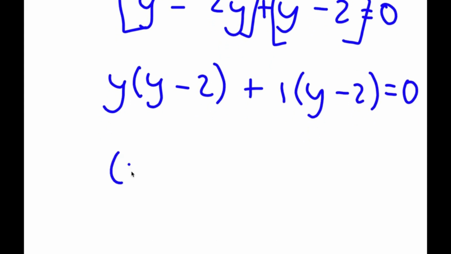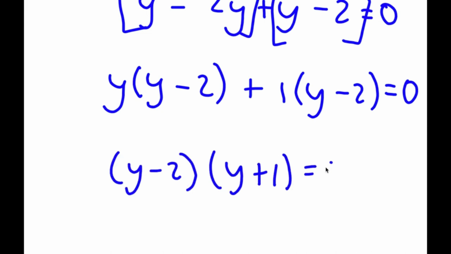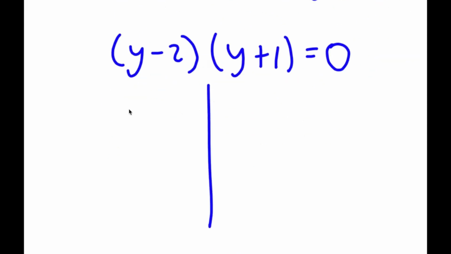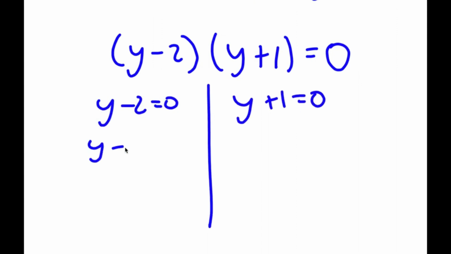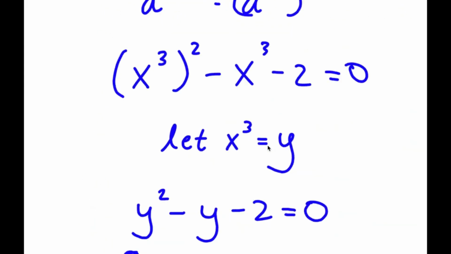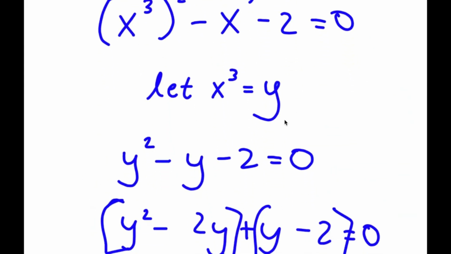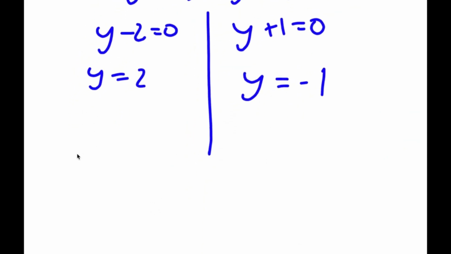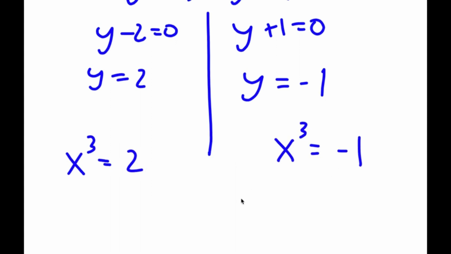Now, if I factor out y minus 2, I get y minus 2 times y plus 1 is equal to 0. So this gives me two equations. Y minus 2 is equal to 0, and y plus 1 equals 0, meaning y is equal to 2, and y is equal to negative 1. So now recall how we let x to the power of 3 equal to y. So this means that x to the power of 3 is equal to 2, and x to the power of 3 is equal to negative 1.